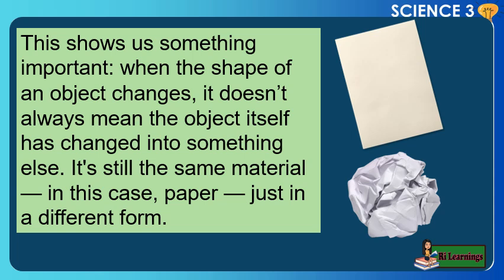This shows us something important. When the shape of an object changes, it doesn't always mean the object itself has changed into something else. It's still the same material, in this case, paper, just in a different form.